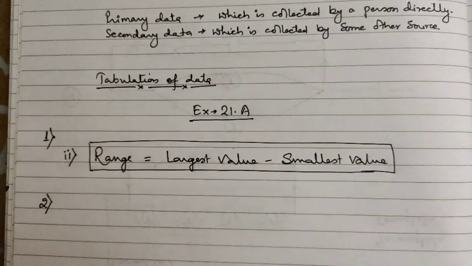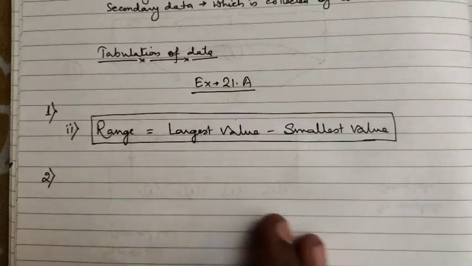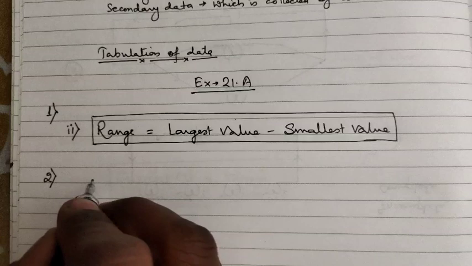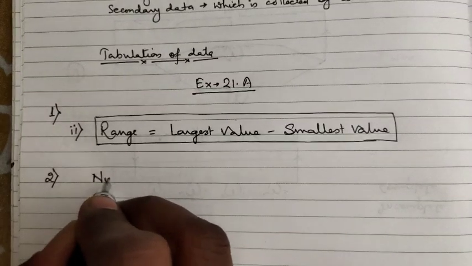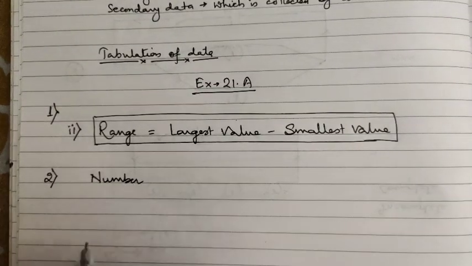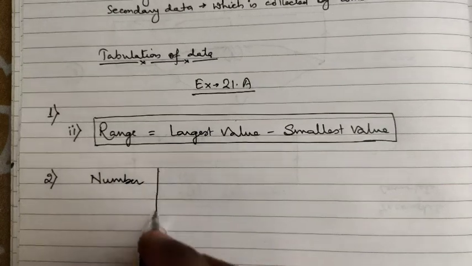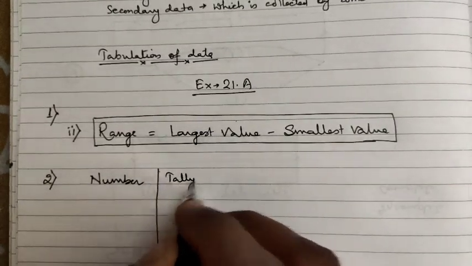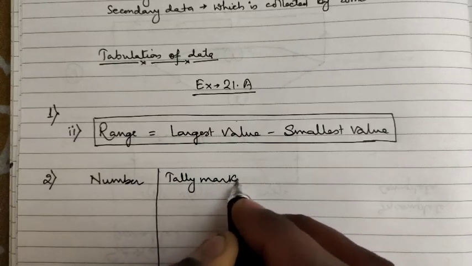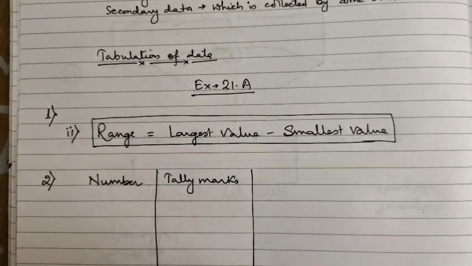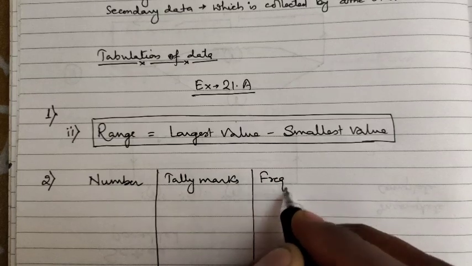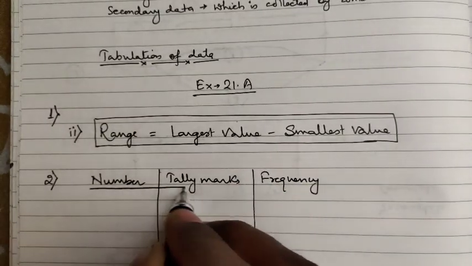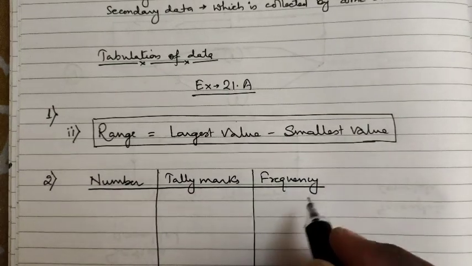Second question: represent the following data in a frequency distribution table. Some data is given and we have to represent it in a frequency distribution table. There are so many numbers, so the first column will be number, the second column will be tally marks, and the third column will be frequency. Frequency means how many times the data appears.